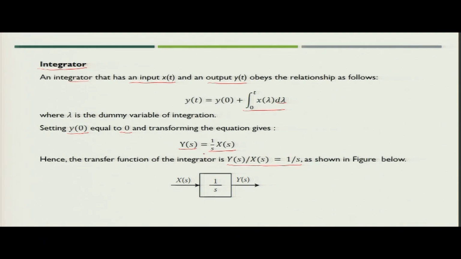Now, when you are asked to draw the block diagram, you can simply write X(s) as an input to the block. Within the block you will have the Laplace transform of the integrator, or you can say the transfer function related to the integrator, that will be 1 by s, and the output is Y(s). So, Y(s) you can simply get from the block diagram as 1 by s into X(s).